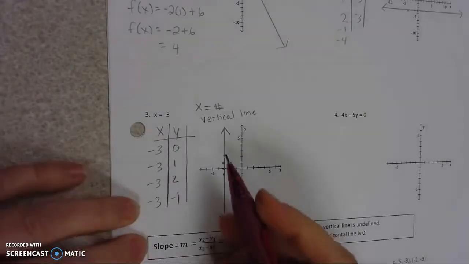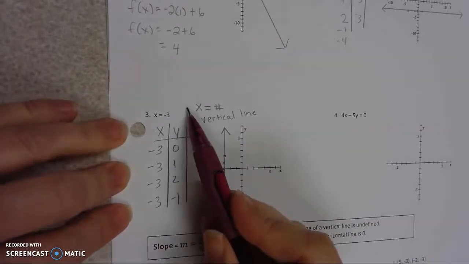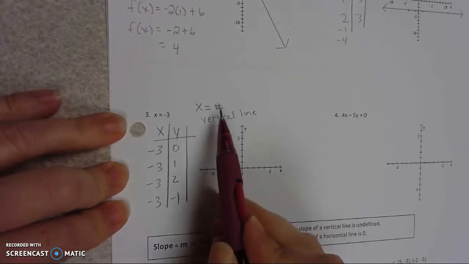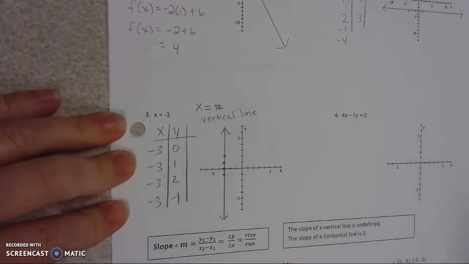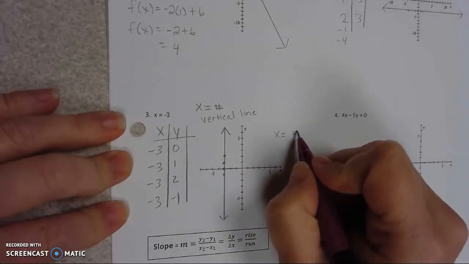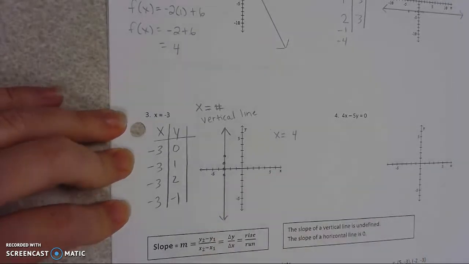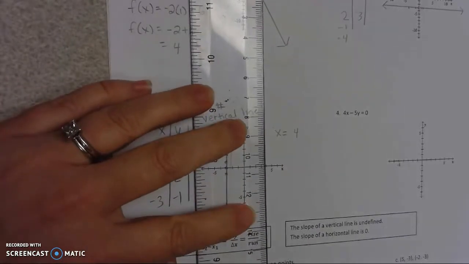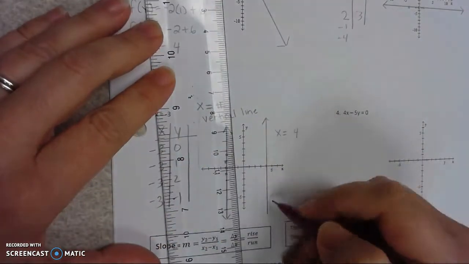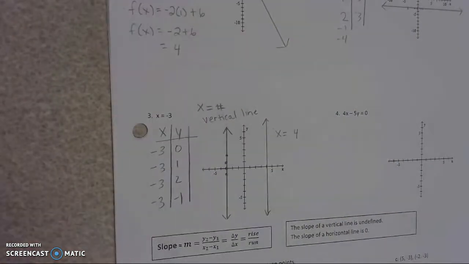Okay, so let me say that again. Anytime I see x equals a number, there's no f of x, there's no y, just x equals a number, I know this is going to be a vertical line. So I go on the x-axis to wherever that number is, and I draw a vertical line. So let's say x equals 4. If that were my equation, I would find 4 on the x-axis and simply go there and draw a vertical line. Then any point on that line has an x coordinate of 4, and the y values will vary.